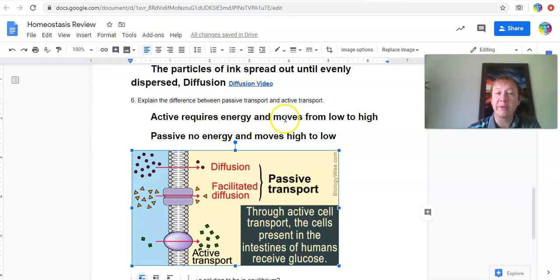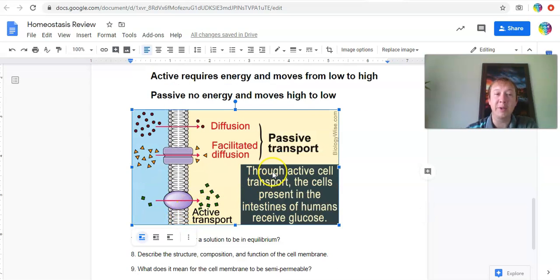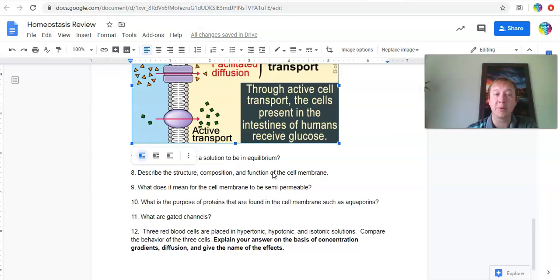Active also goes from low to high concentration, where passive goes high to low. With passive transport, we have high concentration on the left and low on the right, so they move naturally from high concentration to low concentration. Active transport is using energy to go in the opposite direction, so we're going from a low concentration being pushed into a high concentration. Those are the two key differences between active and passive transport.